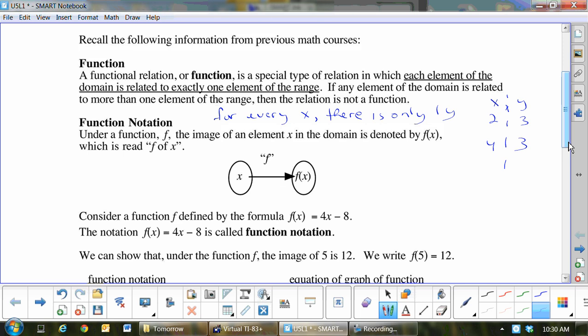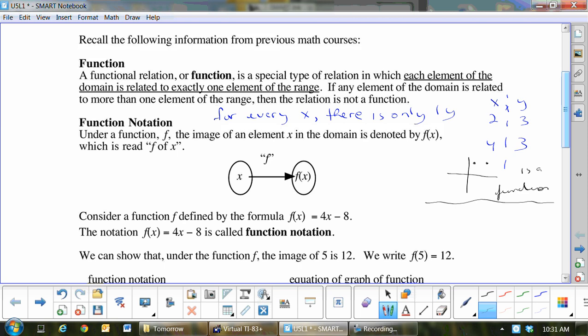Why is that a function? Is there any x with 2 different y's? Good. Now that gets confusing to some students. They're like, I don't know. Now if you graph this even, so can you picture this as a graph? So there is 2, 3, say that point is right there, and then 4, 3. Now would that pass the vertical line test? Yes, it would. Okay. Now, so this is a function.